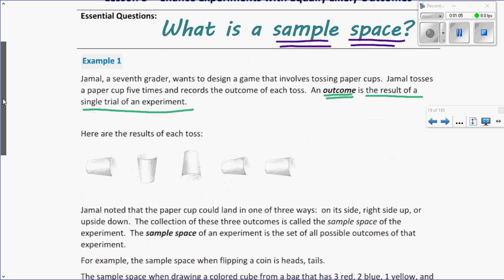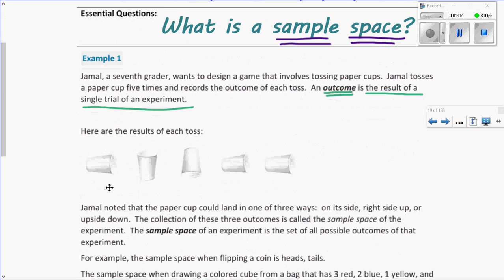All right, here's the results of each toss. So it says that he did it 5 times. The first time it landed on its side. The second time it landed upright. The third time it landed upside down. The fourth time is on its side. And the fifth time on its side. So he sees, based on those 5, that it could land one of 3 ways. It could land on its side, it could land right side up, or it could land upside down.